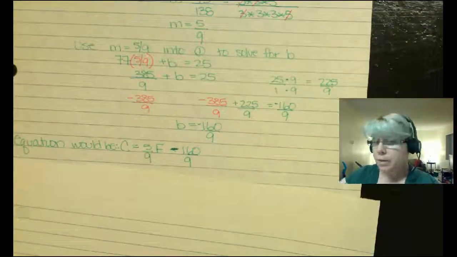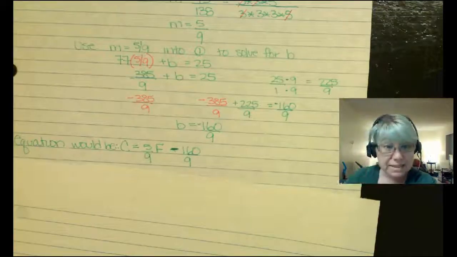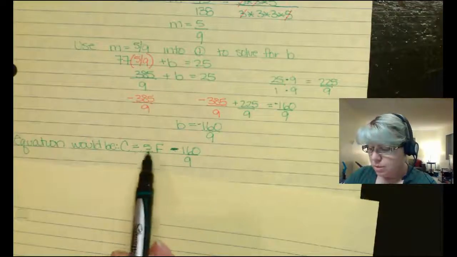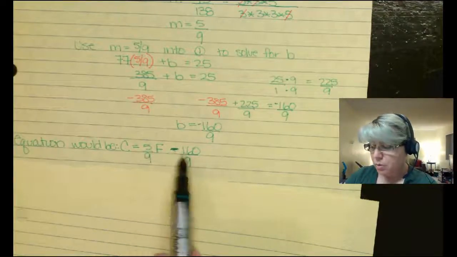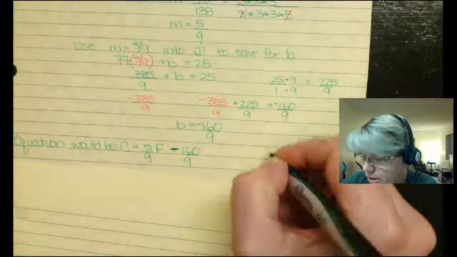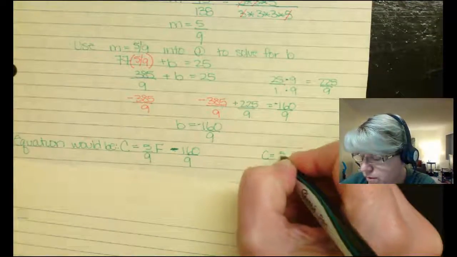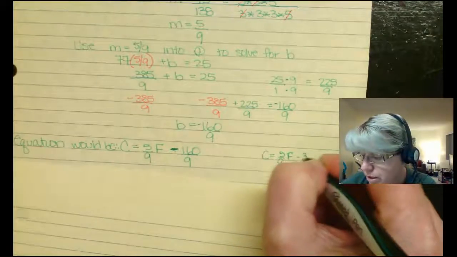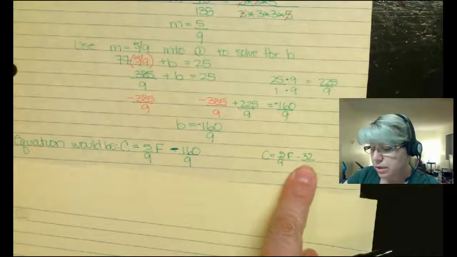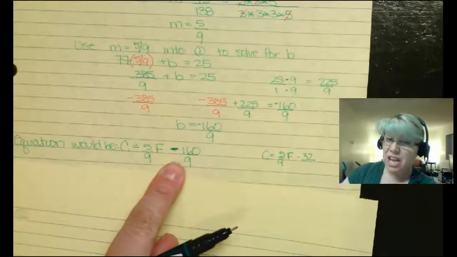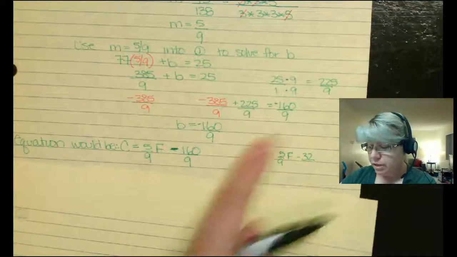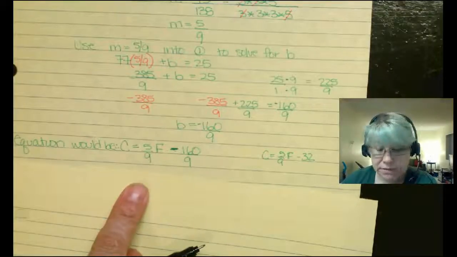So by putting it together with M and with B, we can create an equation. C, Celsius, equals 5/9 F minus 160 over 9. Now there is another equation that we have used in the past: C equals 5/9 (F minus 32). Well, 160 over 9 is very close to 5/9 times 32. This is just by using observation. Not necessarily will observation get you exactly the right conversion equation, but it's close enough.